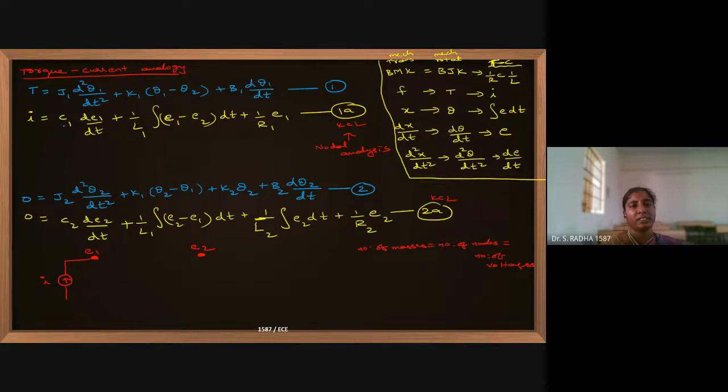And right side C1. C1, only one voltage is present, so you connect it only to E1. Then 1 by L1, two voltages are there, so you connect L1 between the voltages. This is L1. Then 1 by R1, only E1 is there, so you connect it only to E1. Anywhere you can connect, but only E1 voltage should be there. First equation, 1a equation completed.